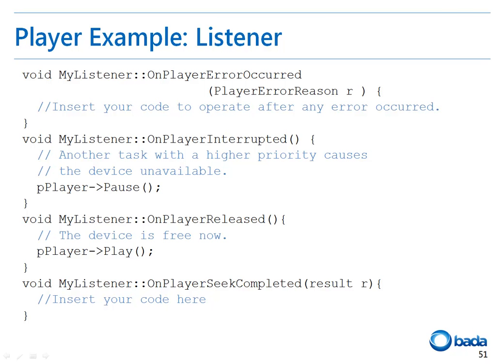If the playback is interrupted by a higher priority task, the onPlayerInterrupted function is called. So in this function, we call the player's pause function. If the device is released, we will call the play function of the player. OnPlayerSeekCompleted is also a dummy function because the function is not used in this example.